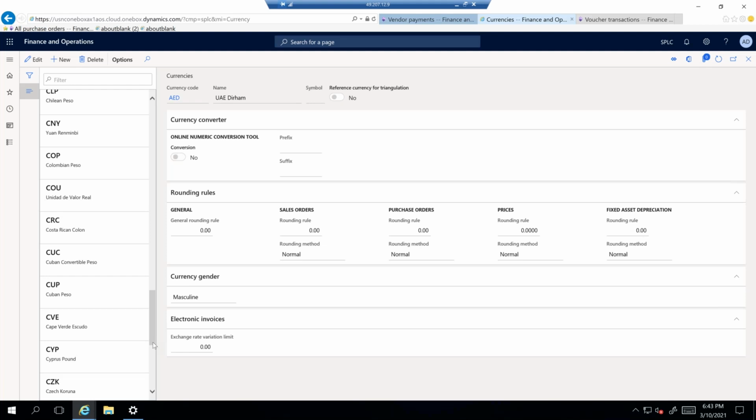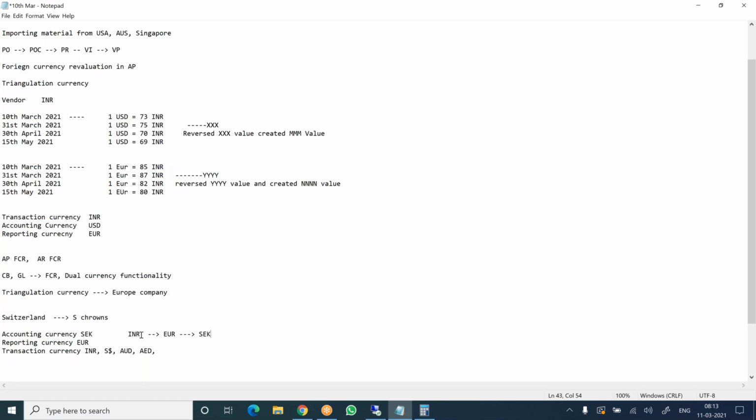Okay, in that sense, what if we put euro as a triangulation currency? In that case, will the system not have exchange gain and loss variance in USD currency when multiple currencies are used in the transaction? No, it will be there as usual. Everything is there. But suppose INR will have an exchange rate with SEK. Normally yes. But here an Indian company will not pay in SEK. They will pay in euros only.